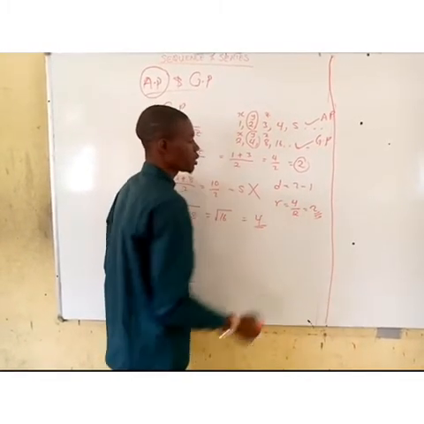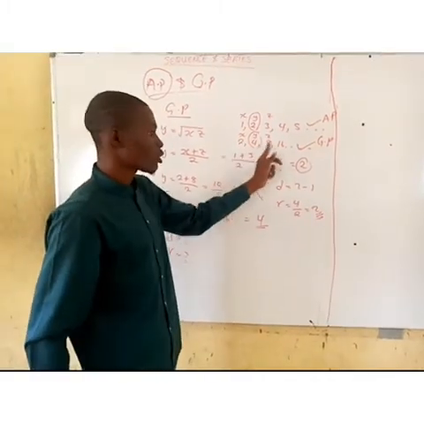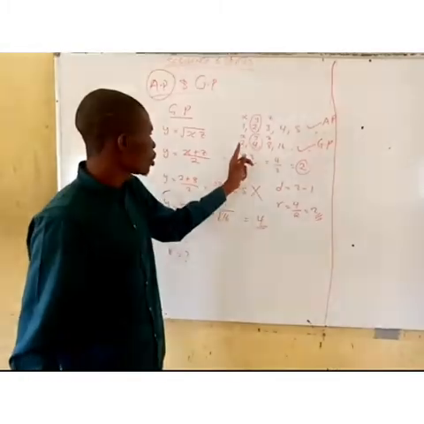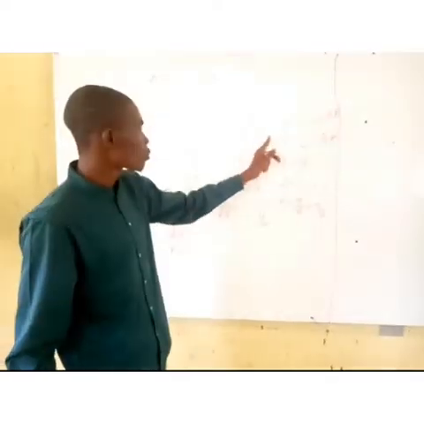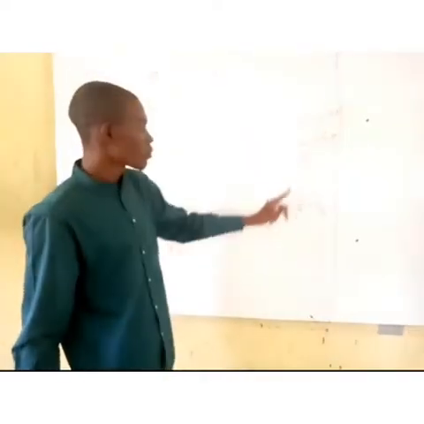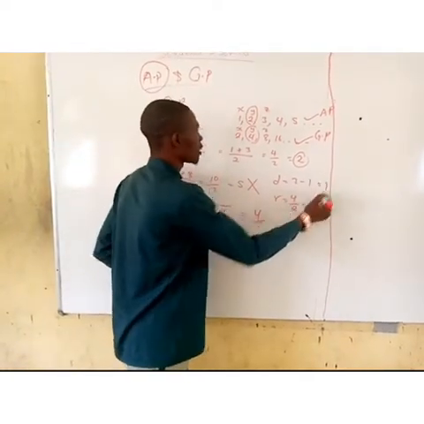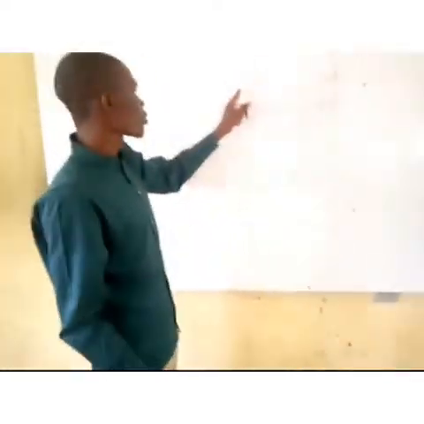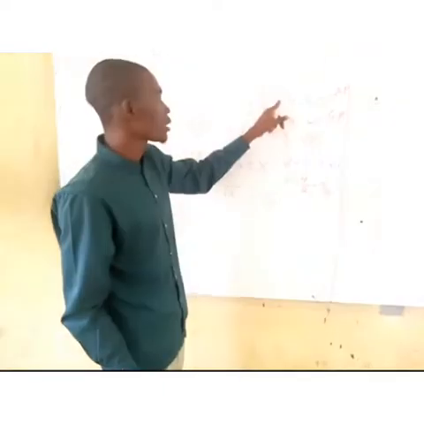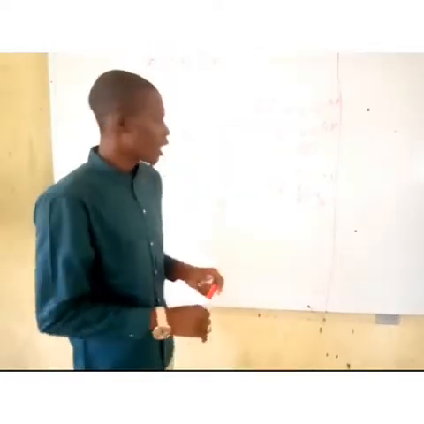Which is equal to 2. So meaning, to get each of these terms, we have to be multiplying by 2. 2 times 2, 4. 4 times 2, 8. 8 times 2, 16. What the common difference is saying is 2 minus 1 equals 1, meaning you have to be adding 1. 1 plus 1, 2. 2 plus 1, 3. 3 plus 1, 4, and so on and so forth.